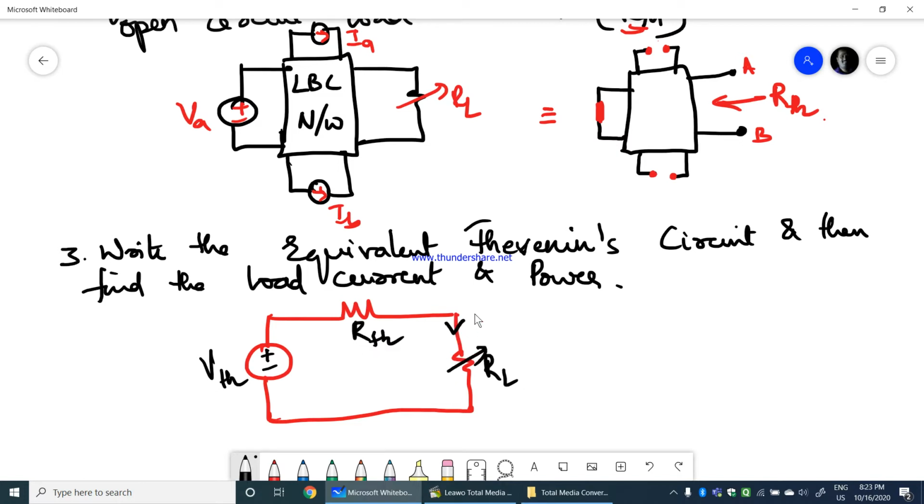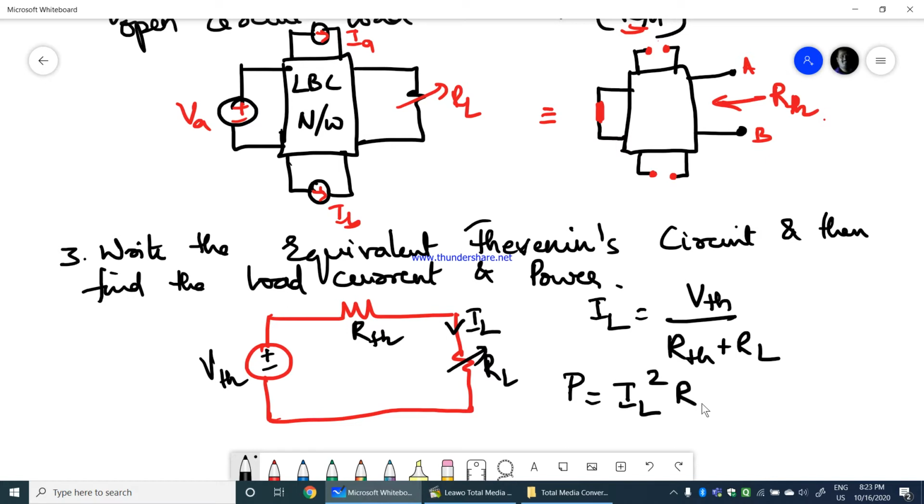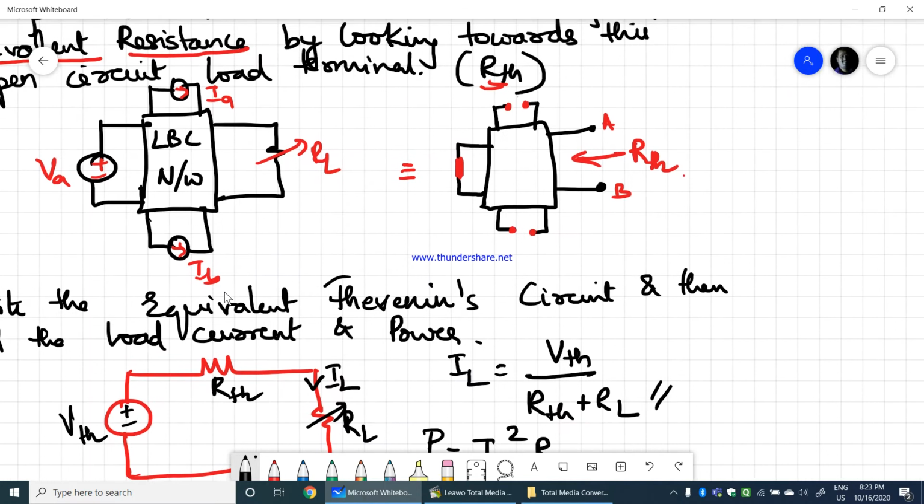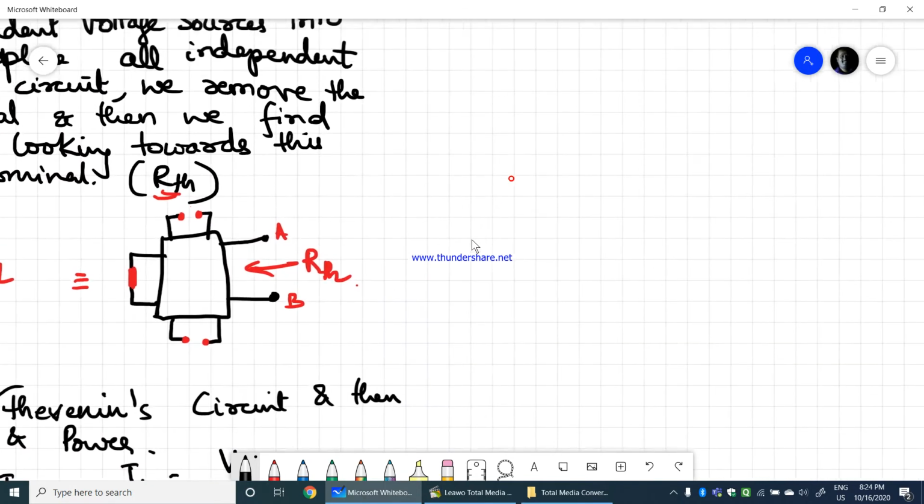So now I need to find out IL. It is very simple now. IL would be equal to what? V Thevenin divided by R Thevenin plus RL. Now power, we know power can be calculated as IL square into R. So that's it. These are the 3 steps that have been involved in Thevenin's theorem. Now coming to Norton's theorem steps.